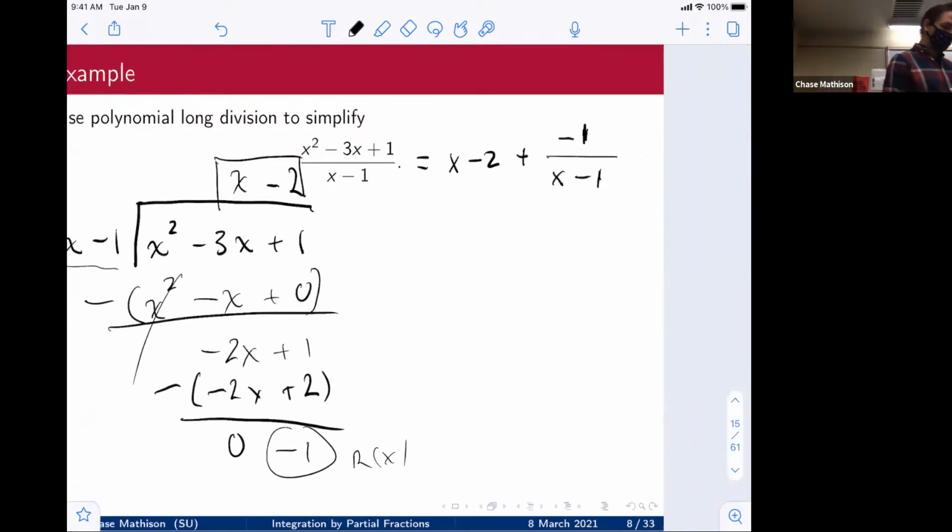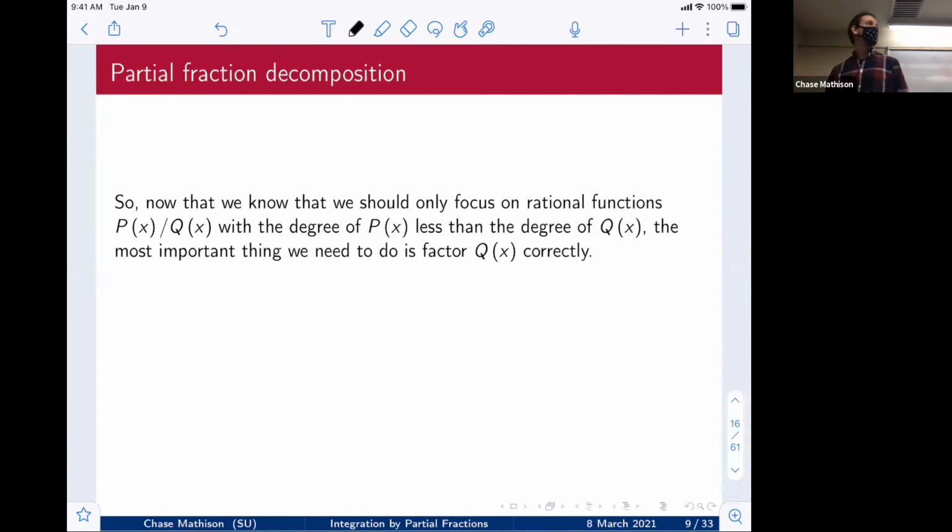All right, so that's why we're only dealing with things that look like P over Q, where the degree of P is smaller than the degree of Q. Because if that's not satisfied, I can always rewrite that function as a polynomial plus something where that is satisfied by polynomial long division. Okay, so once we've done that first preliminary step of polynomial long division, if it's necessary, then the next most important thing that you need to do is factor Q. So you're going to be doing a lot of factoring with these types of problems. Okay.